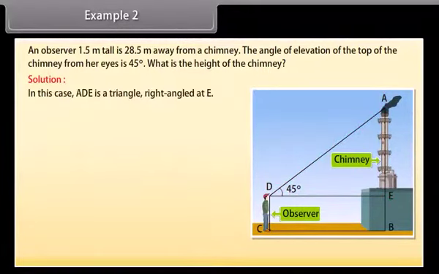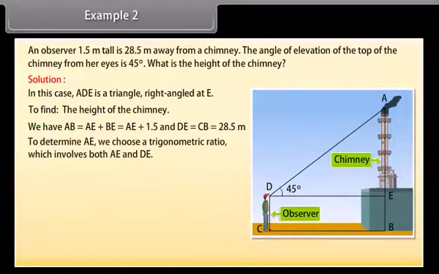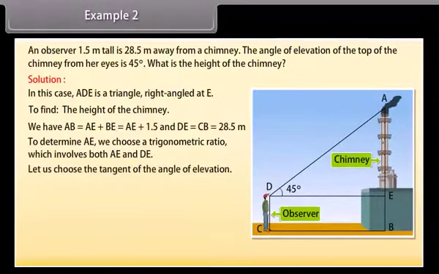In this case, ADE is a triangle, right-angled at E, and we are required to find the height of the chimney. We have AB equals AE plus BE equals AE plus 1.5 and DE equals CB equals 28.5 meter. To determine AE, we choose a trigonometric ratio which involves both AE and DE. Let us choose the tangent of the angle of elevation.